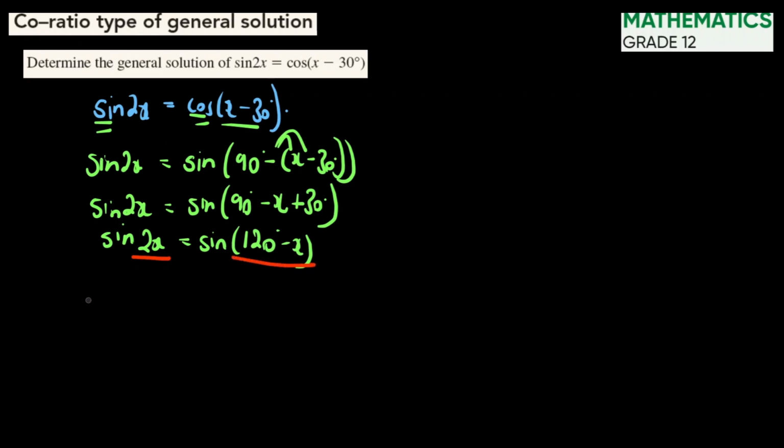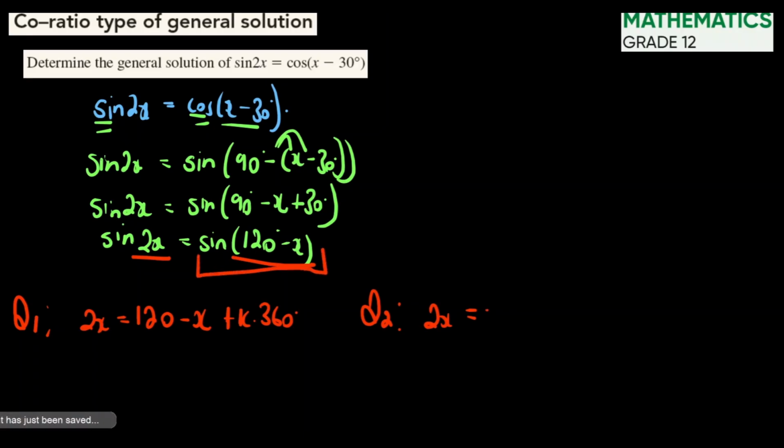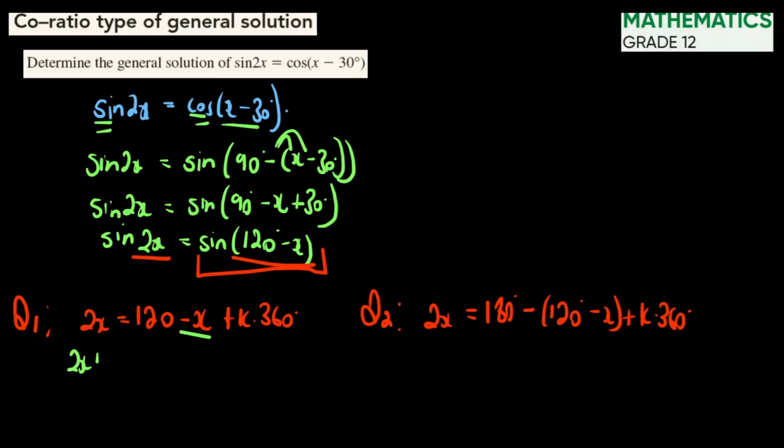And now we can find our reference angle by equating 2x and 120 minus x, which will be 2x equals 120 minus x plus k times 360, and this will be for quadrant 1 because we're dealing with sine. Then for quadrant 2, it will be 2x equals 180 degrees minus (120 minus x) plus k times 360. So we just need to solve both of them. Remember, we're solving for x. So we take the negative x, bring it to the left hand side. It will be 2x plus x equals 120 plus k times 360, which will be 3x equals 120 plus k times 360.